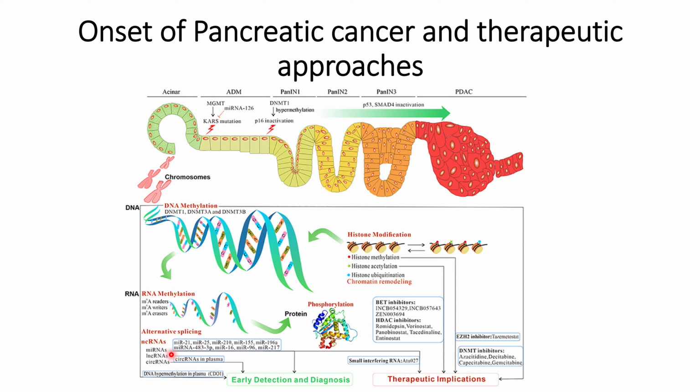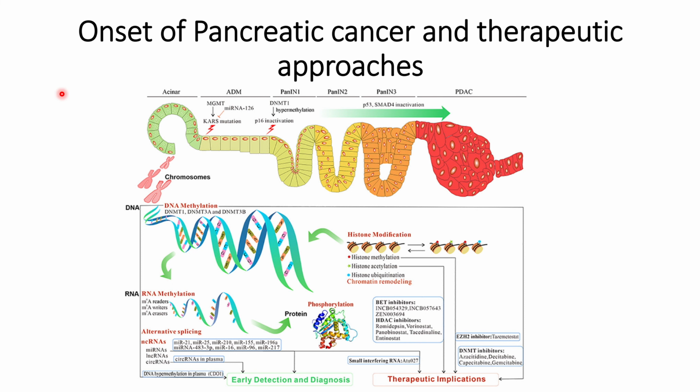And there are three types of RNAs mentioned here. First one is microRNAs, then long lncRNAs, circular RNAs, and DNA hypermethylations in plasma. So this is related to the DNA, and that can be used for early detection, and can help in diagnosing these pancreatic cancers at the early stage.